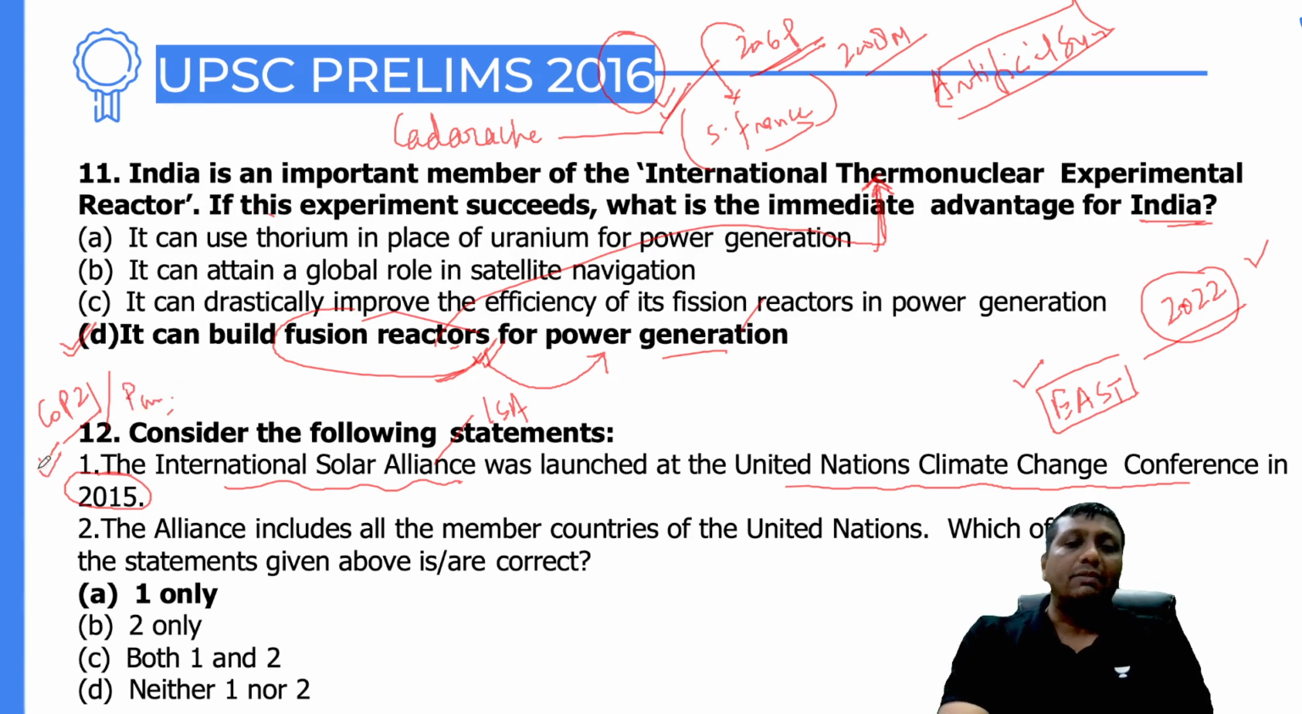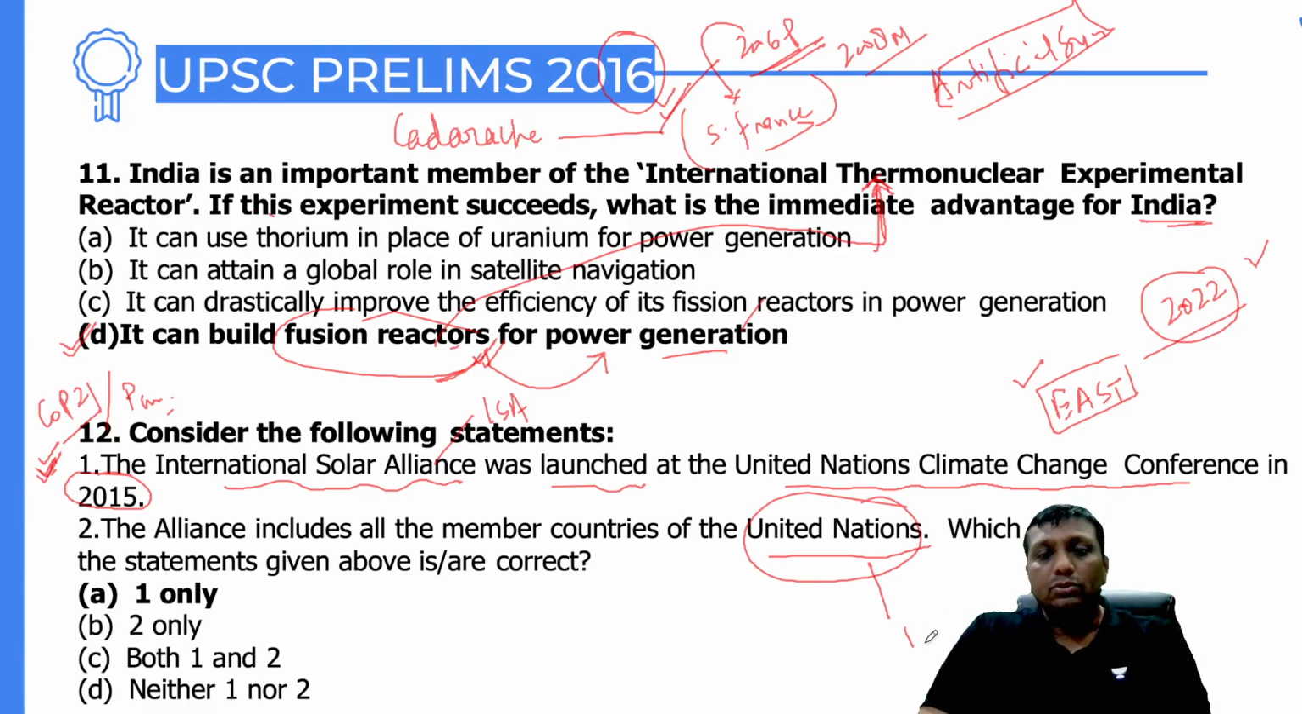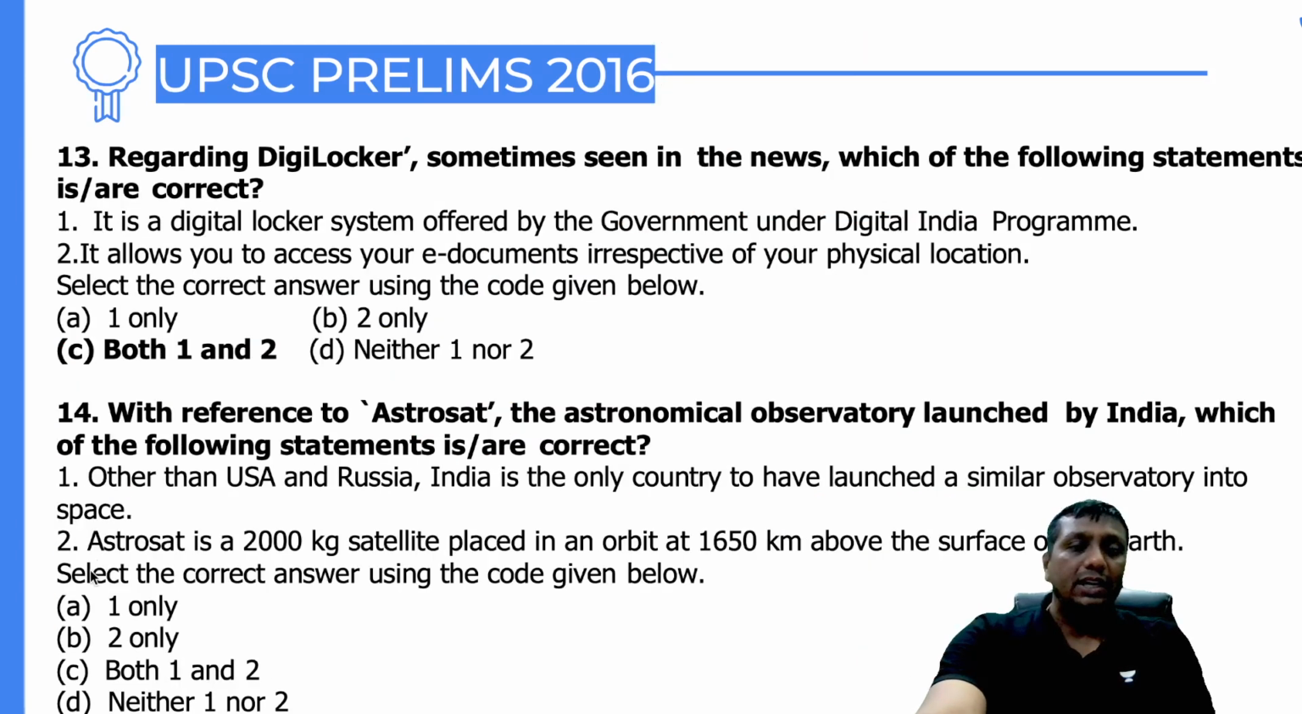There was the launch of it. Even though it took form later on, the launching date was this. The alliance includes all the member countries of the United Nations. No guys, not all members of the United Nations. At that time there were a total of 121 signatory countries, while UN members number roughly 198. So that is wrong here. Only one statement is right.